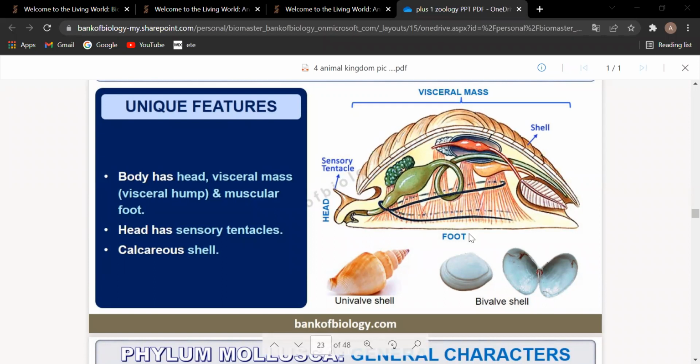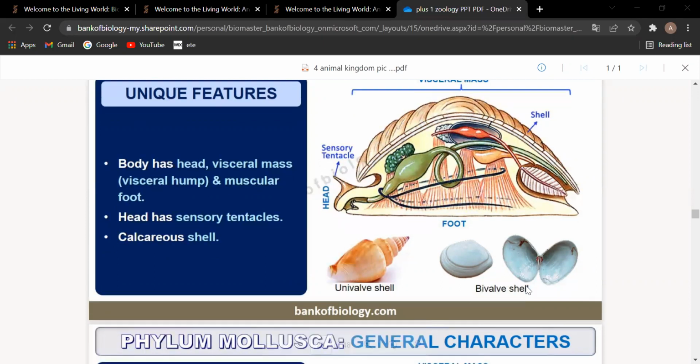Okay, they are going to be of different forms. See, univalve, bivalve. Many people eat these bivalves. I don't know what they call it. They call them shimple, in Marathi they call them shimple. People eat these bivalves.